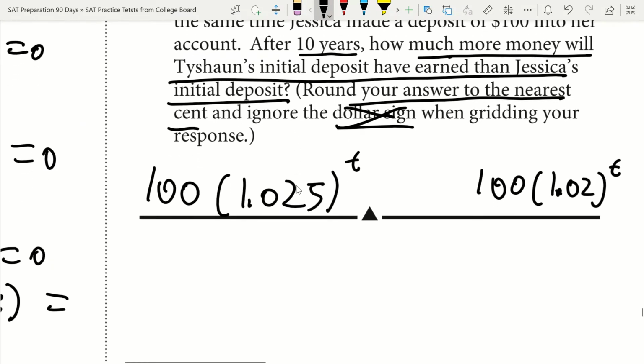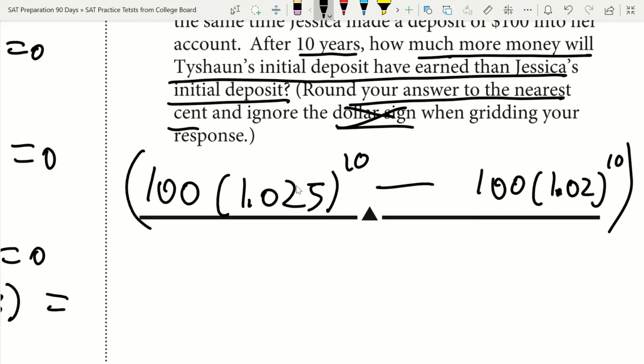Okay, so we're looking for the difference, so we're just going to subtract one from the other, find our difference, okay? In this case, we're going to plug it into our calculator. That's pretty much exactly what I'd plug into my calculator. Keep in mind, t, it says, is 10 years. So this is raised to the power of 10 and raised to the power of 10. So we plug this into our calculator. We got 100 times 1.025 raised to the 10th. And then we subtract 100 times 1.02 raised to the 10th.